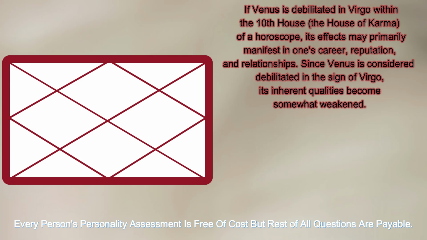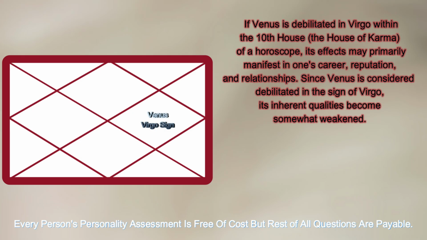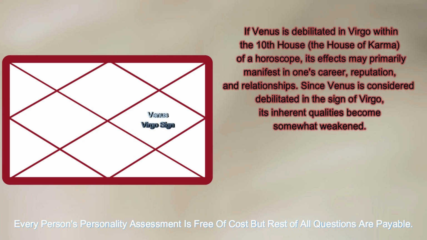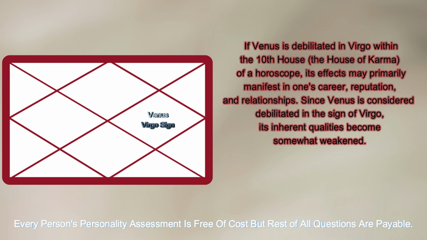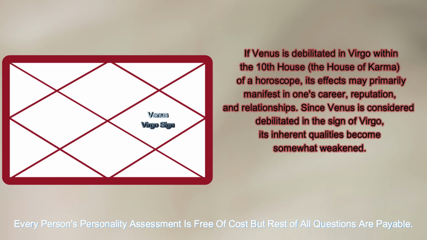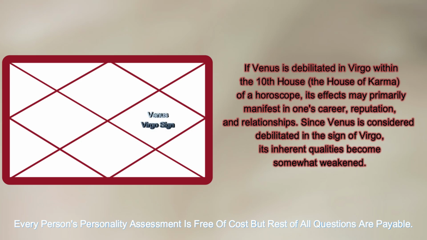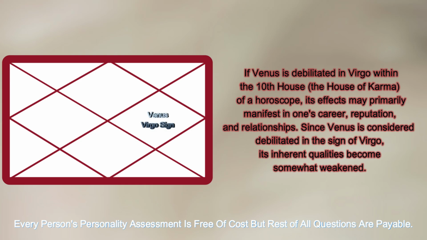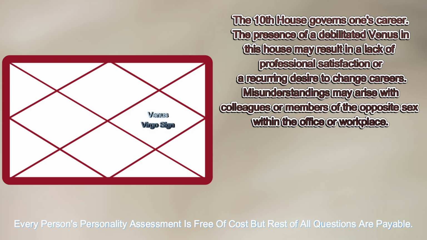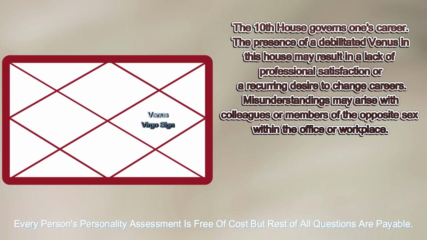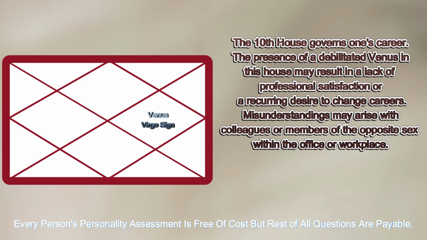If Venus is debilitated in Virgo within the 10th house, the house of karma, of a horoscope, its effects may primarily manifest in one's career, reputation, and relationships. Since Venus is considered debilitated in the sign of Virgo, its inherent qualities become somewhat weakened. The 10th house governs one's career. The presence of a debilitated Venus in this house may result in a lack of professional satisfaction or a recurring desire to change careers.